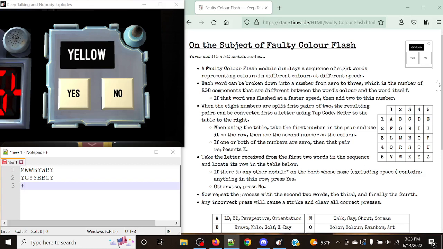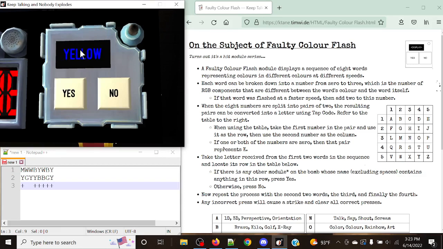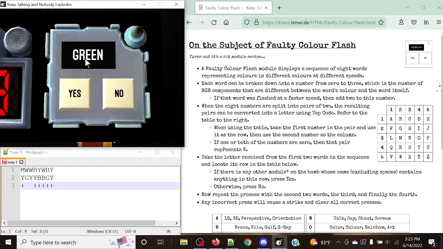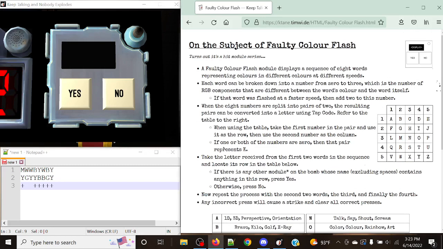And I think that all 5 of these at the end are flashing at a faster speed. Let me check. Yeah. Okay. So this is the read that we're looking at here. The normal speed is when it goes from the white green and the white yellow. That's the normal speed that you're usually going to get from color flash. However, these fast flashes mean that these are going at a faster speed. So this is how we're going to work with this thing. So let's take a look.